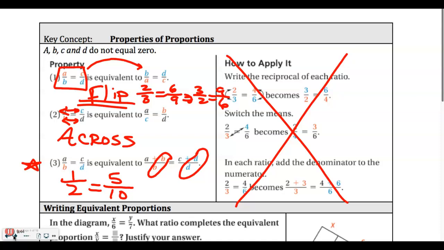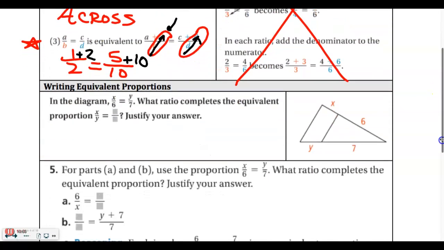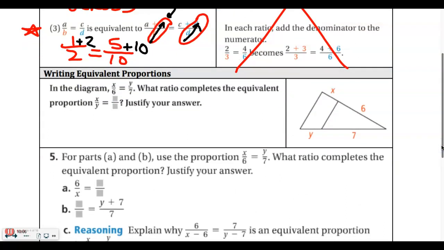What they're saying is this. If you add 2 to the top and add 10 to the top of that one, they're still equal. So you just kind of got to make sure the bottom gets added to the top of both. So we're going to go practice those. So there's four properties actually. The cross products are equal. You can flip them. You can head across, and you can add the denominator to both.